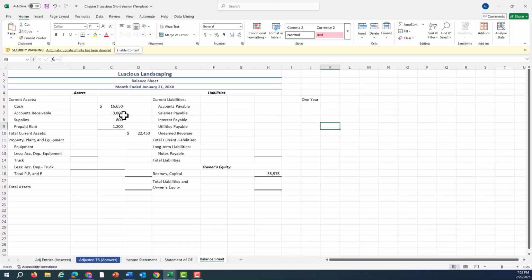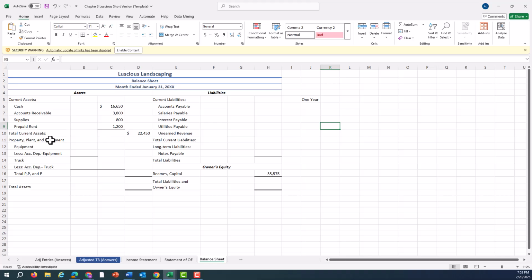We're going to collect those receivables within the next year. We're going to use those supplies to generate revenue within the next year. That prepaid rent is going to expire within the next year. So since all of these things are going to be assets that get used up, consumed, and converted to cash within the next year, they're going to be current assets.